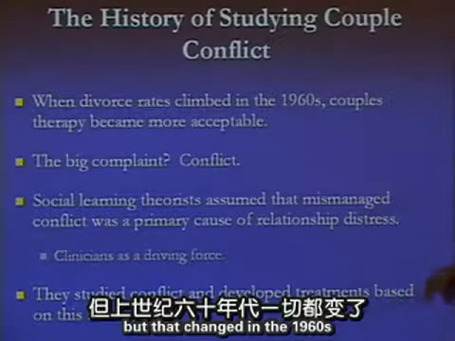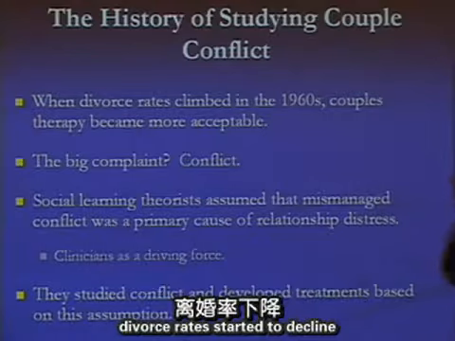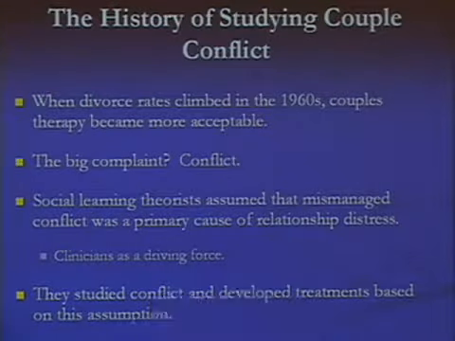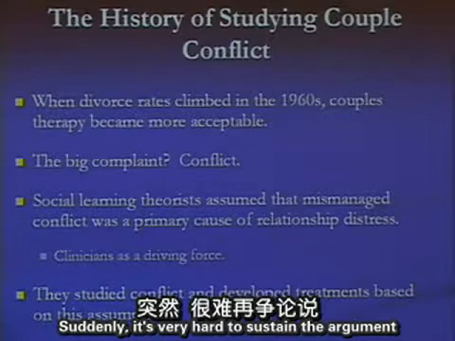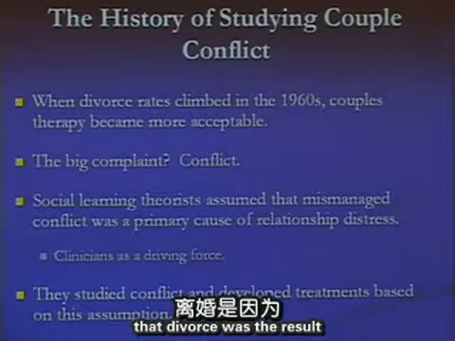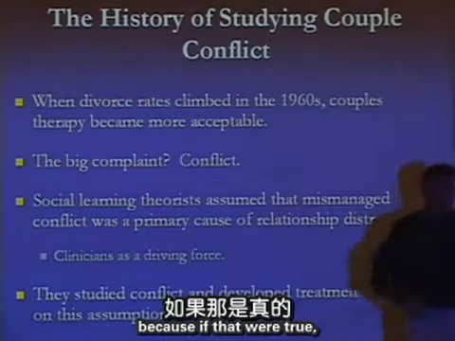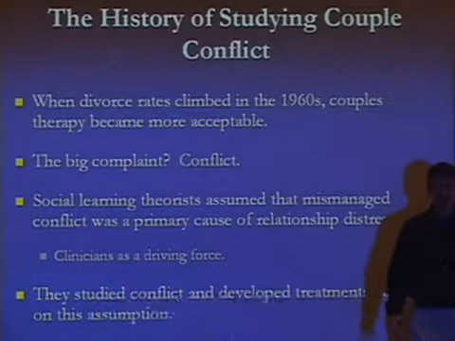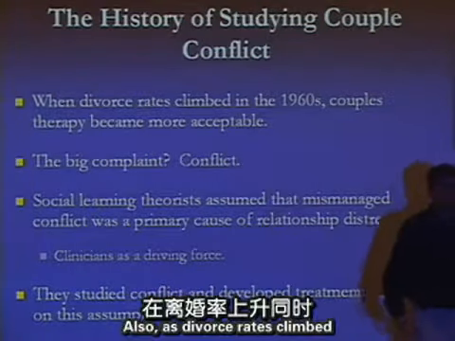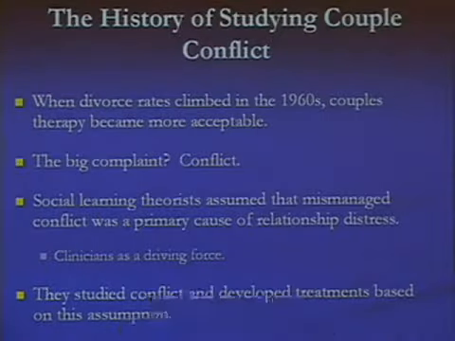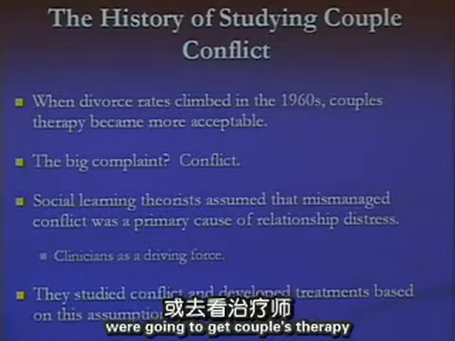But that changed in the 1960s. Divorce rates started to climb, and they climbed high. And suddenly, it was very hard to sustain an argument that divorce was a result of some aberrant personality. Because if that were true, then everyone in the world is aberrant. Hard to imagine. Also, as divorce rates climbed, more and more people were going to get couples therapy.